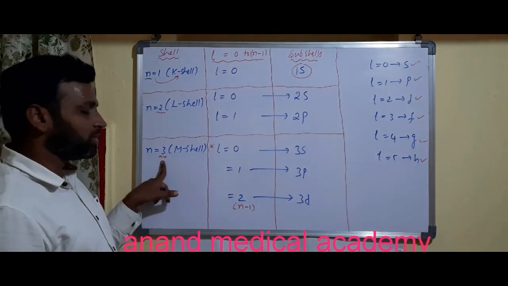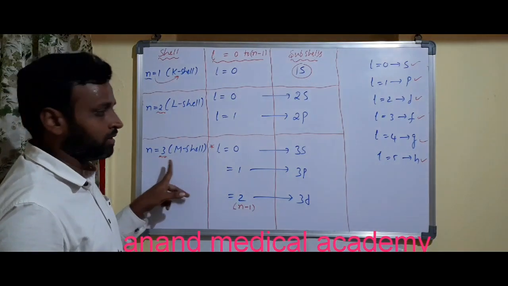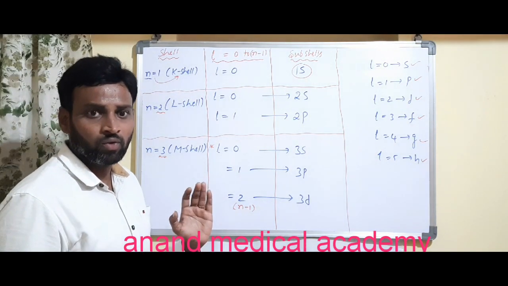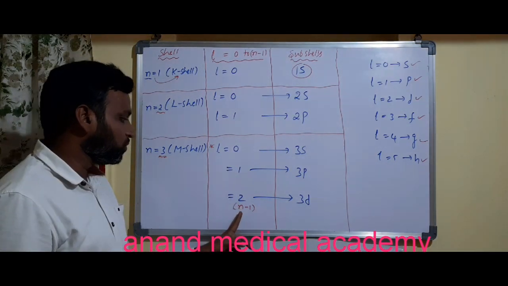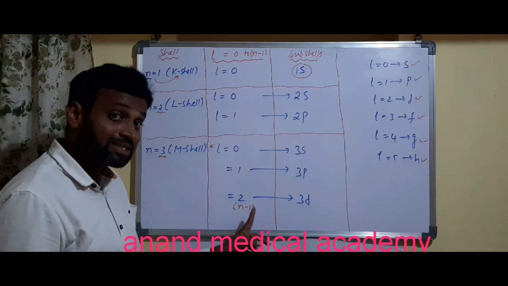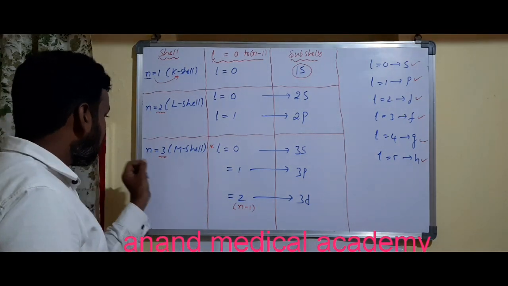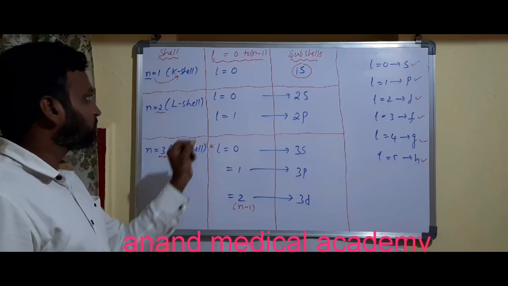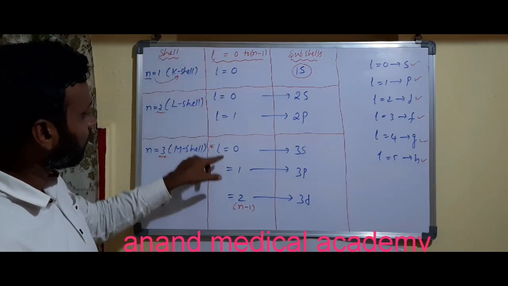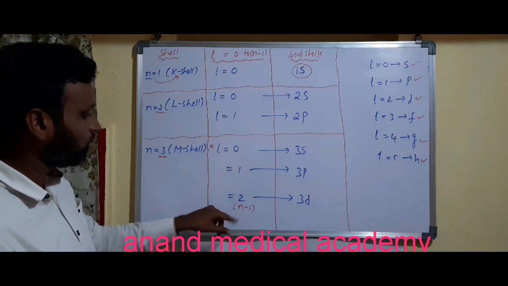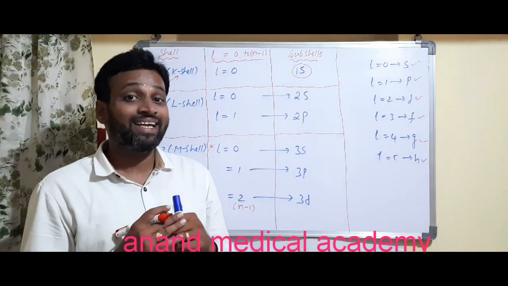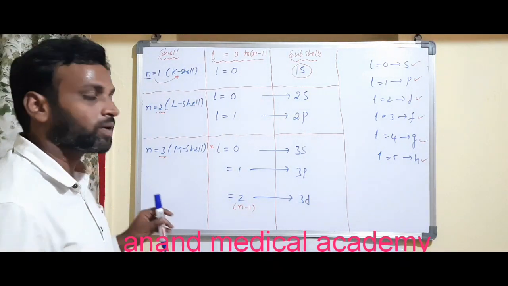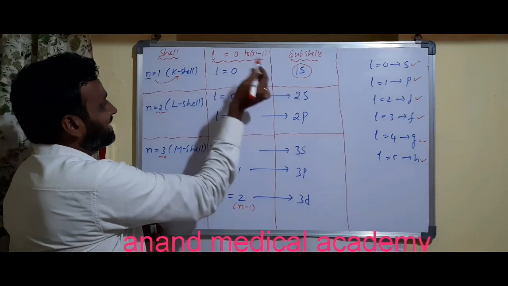Suppose the n value is Giri, my name. The l values are from 0 to Giri minus 1. Okay, 0 to n minus 1. So the n value is 3, M shell. In M shell, what are the l values? They start from 0 to n minus 1. Why are you writing l values? To find the subshells.